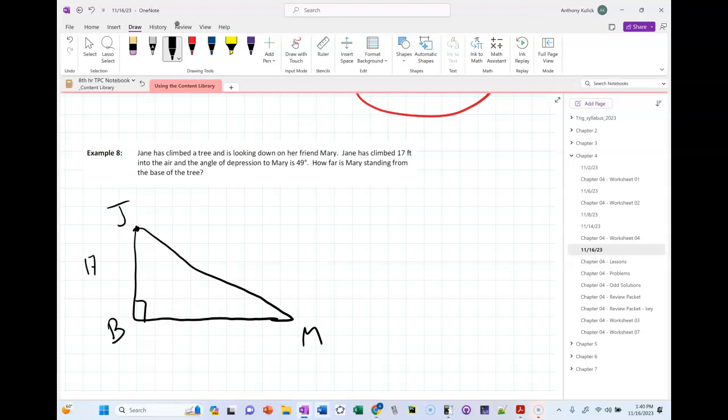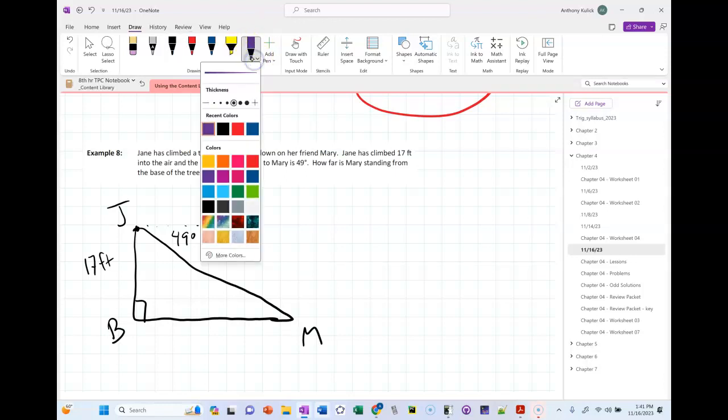Says Jane climbed 17 feet up. And then it says the angle of depression is 49 degrees. Where does that 49 degrees go? So right here. Is that what you're saying? Wrong! Is that between two lines of sight? No. Where's Jane's line of sight originally? Out there, right? So the 49 should be here.